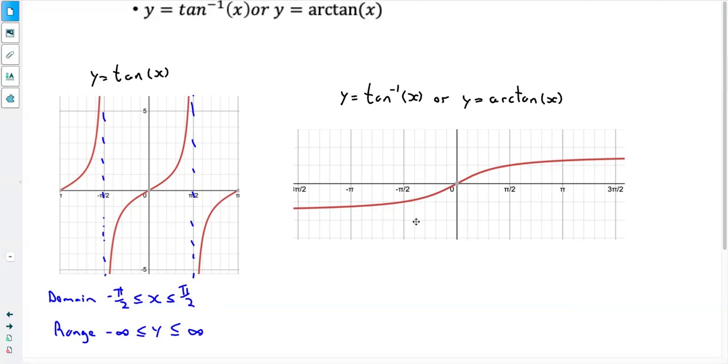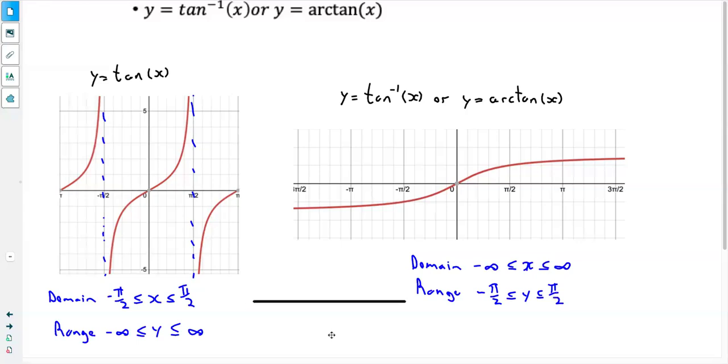which means that for this one, our domain is from -infinity to +infinity, and our range is from -π/2 to π/2. In terms of what part of a unit circle we're dealing with, we're going from -π/2 to +π/2, so we'd be looking at just this part of our unit circle.